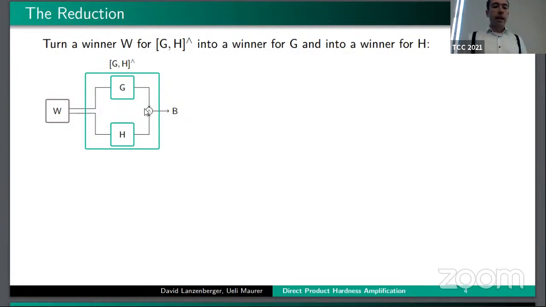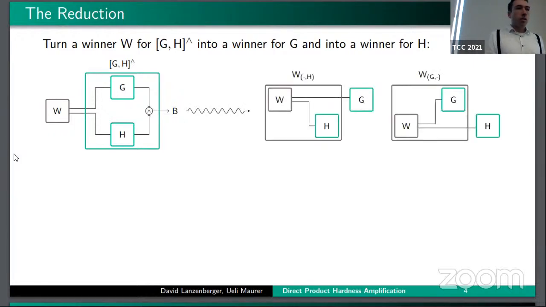So here on the left, you have the end of two games, G and H, and the winner can interact with it in parallel. Now the reduction would try to turn such a winner for the AND, GH, into a winner for just G, and into a winner for just H. The only black-box way you can basically do this is to simulate an instance of H towards the winner to get a winner WH for G, and then do the opposite for H. So we actually get two reductions, one towards H and one towards G.